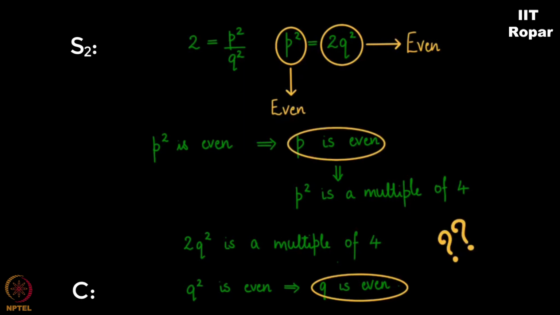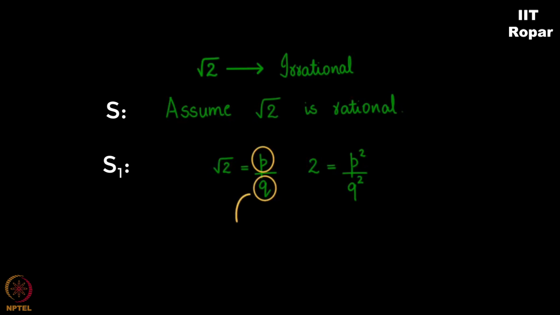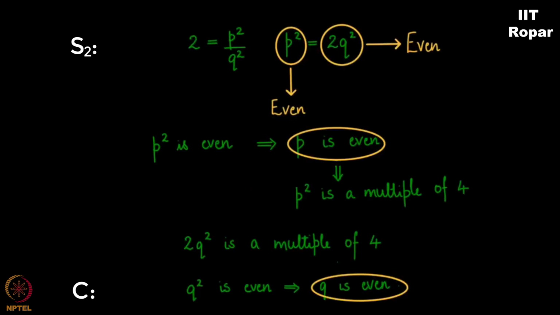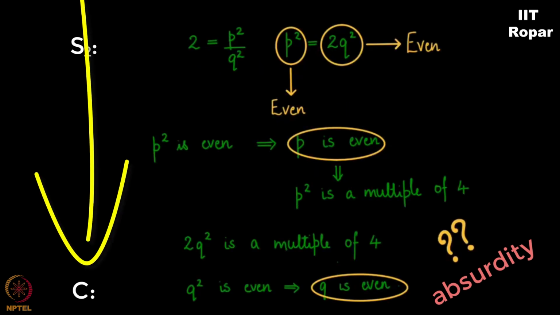Right? We start with S, that square root of 2 is rational and root 2 is equal to P by Q in its simplest form, and we arrive at a conclusion C which says otherwise, that P and Q is not in its simplest form, which is an absurdity, as you can note. S implies C, and C is absurd. Absurd means false, it is not true.